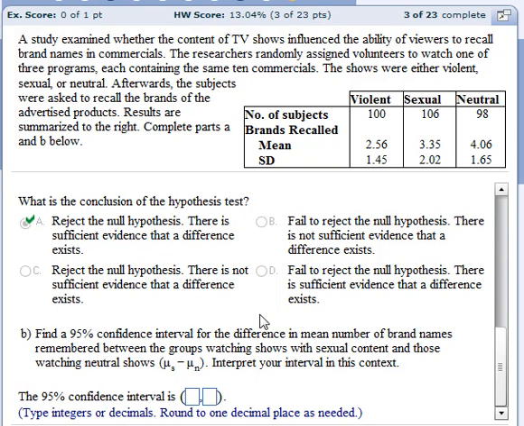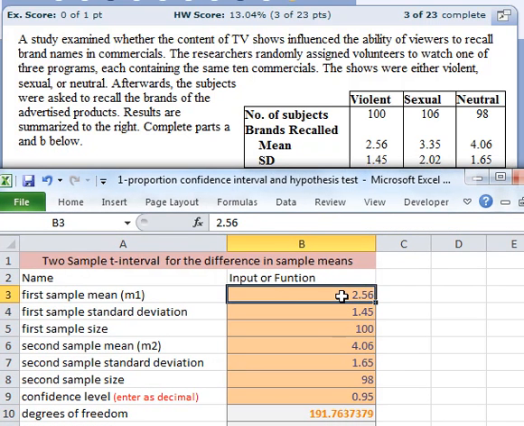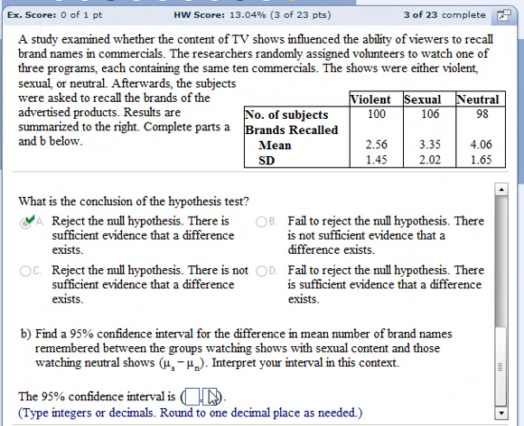Okay, but now they're doing sexual content with those watching neutral shows. So we have to put the new data in. The neutral's still in, but we're going to have to change our means to sexual for the first one, and then 2.02, and then 106. Still have a 95% confidence interval, and here's my interval, negative 1.21 or 22 to 0.0. Let's see how many they want, just rounded to 1 decimal place. So negative 1.2 to negative 0.2.